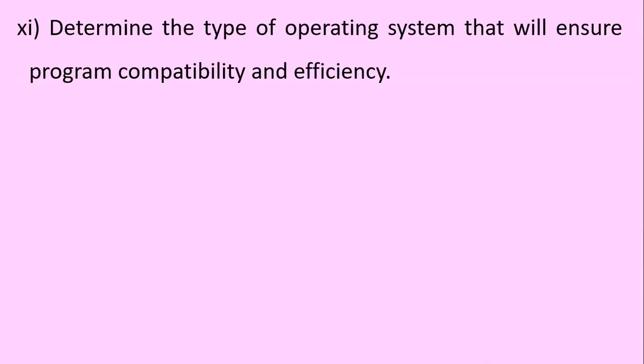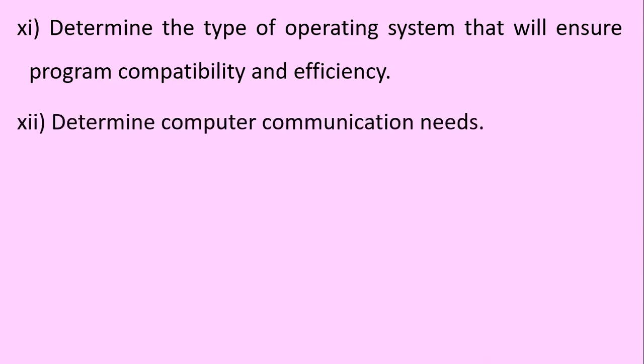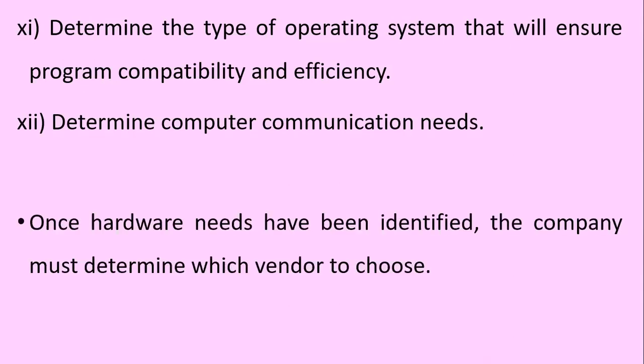Number 11 is to determine the type of operating system that will ensure program compatibility and efficiency. Number 12, determine computer communication needs. Once hardware needs have been identified, the organization or the company must then determine which vendor to choose.